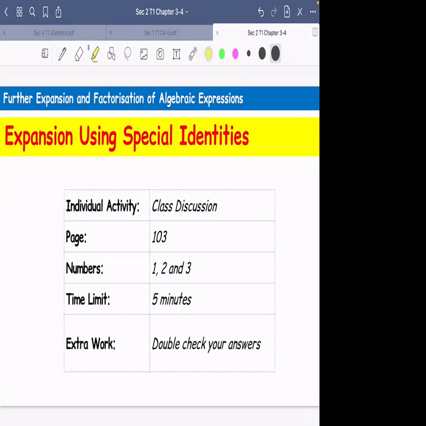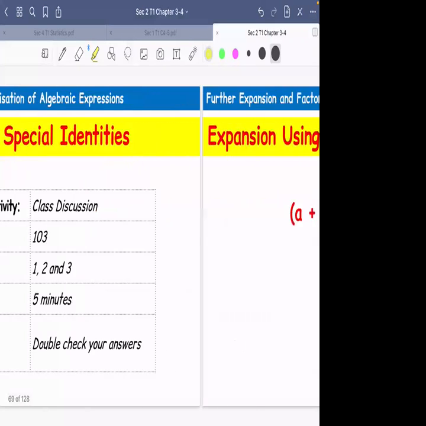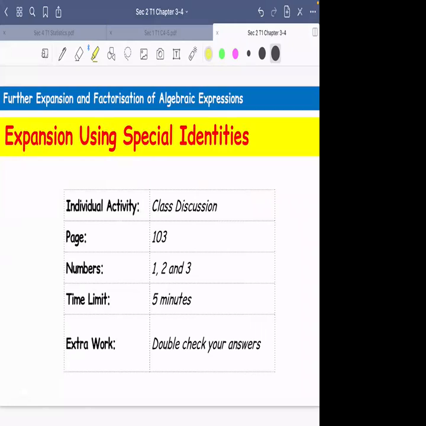Will you send it to the WhatsApp group? This one, no need for this one, because later I'll call you one by one again about this. These 3 numbers here have something to do with the 3 special algebraic identities that we are going to learn tomorrow and next week.